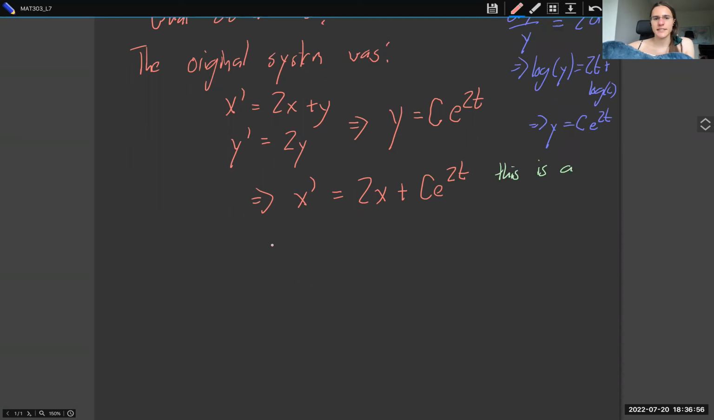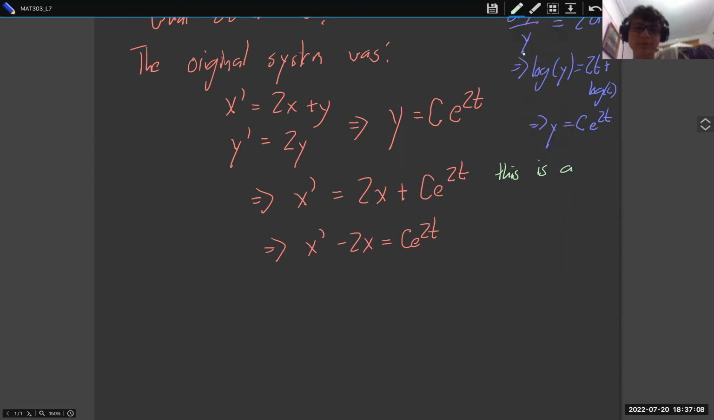So I'll give you a hint. I could write it as, go ahead. Oh, it's just like linear non-homogeneous. Yeah. So first order linear. This is a first order linear equation.